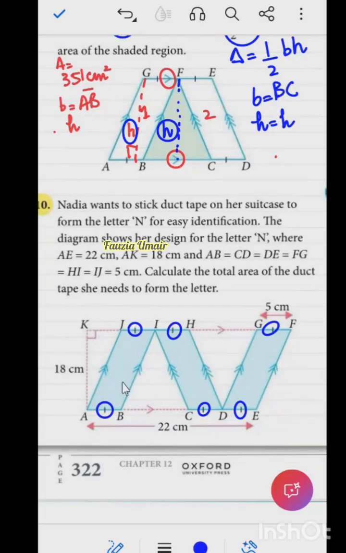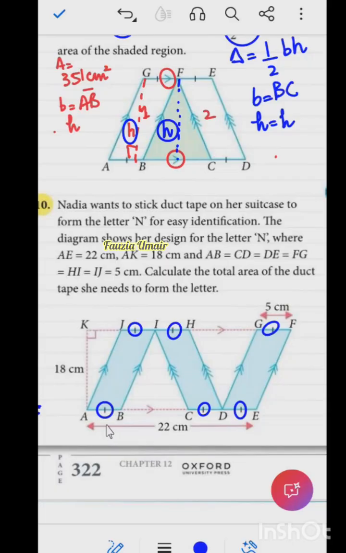So these three parallelograms which you can see on your screen are all similar parallelograms. So their area will also be same, right? What we need to find out is the total area of that tape which she needs to make this letter N, right? So if we can find area of one parallelogram, definitely all the three parallelograms have the same area, right?